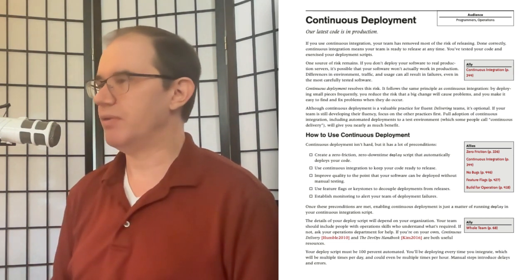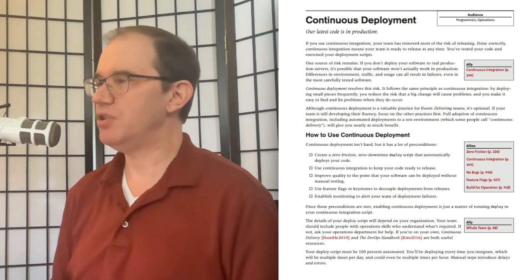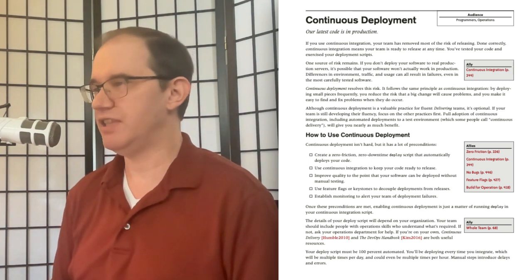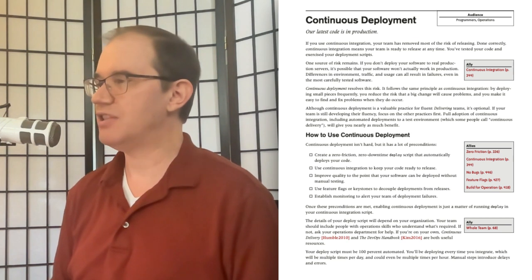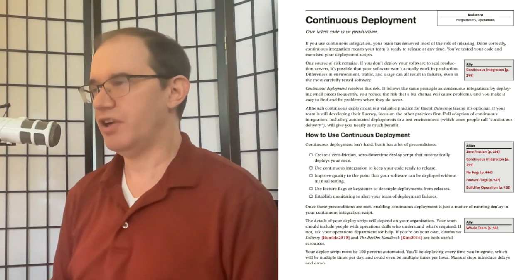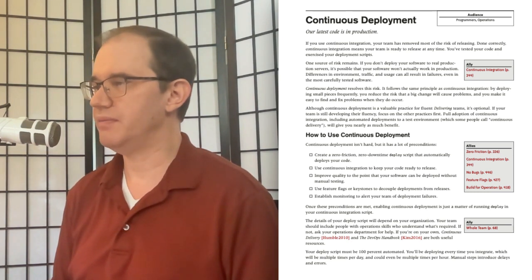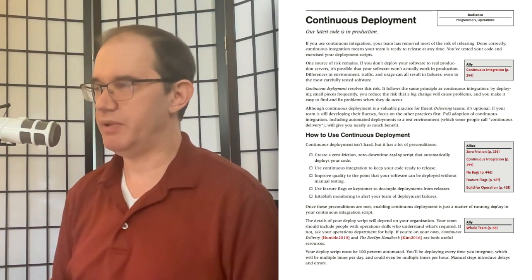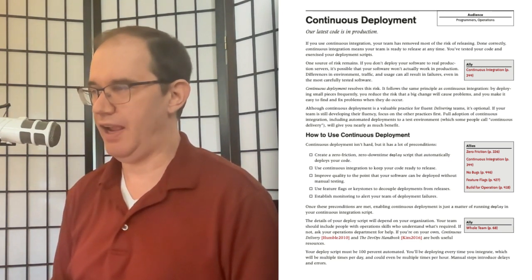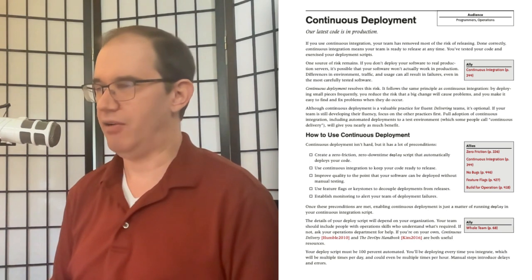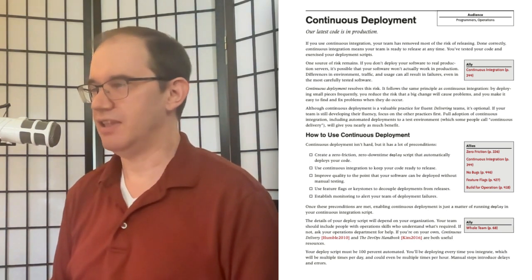The details of your deploy script will depend on your organization. Your team should include people with operations skills who understand what's required. If not, ask your operations department for help. If you're on your own, continuous delivery and the DevOps handbook are both useful resources. Your deploy script must be 100% automated. You'll be deploying every time you integrate, which will be multiple times per day and could even be multiple times per hour. Manual steps introduce delays and errors. So that is an excerpt of the continuous deployment practice in the Art of Agile Development.